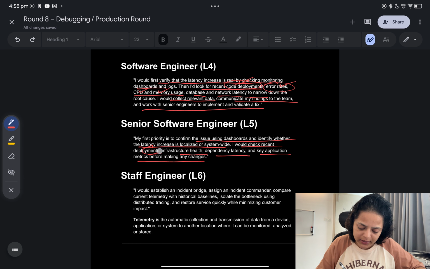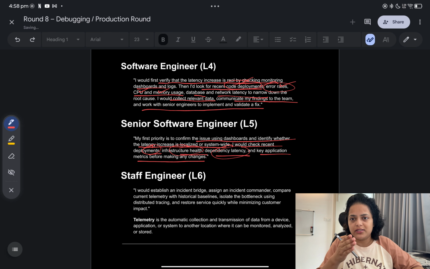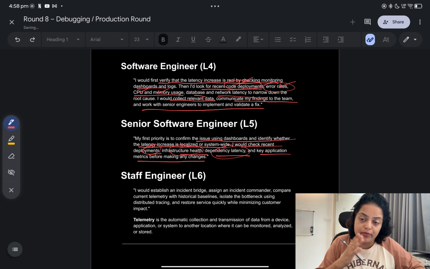Then infrastructure health. On the dashboard he will check everything: CPU, memory and all those things. And then dependency latency, meaning let's say you have multiple microservices, and where it is causing the issue, that is the thing, right, in which service. And then key application metrics.